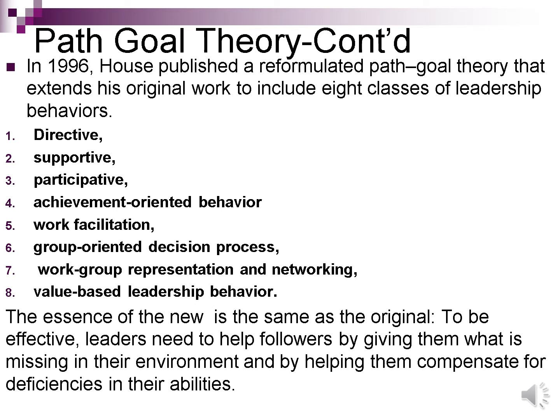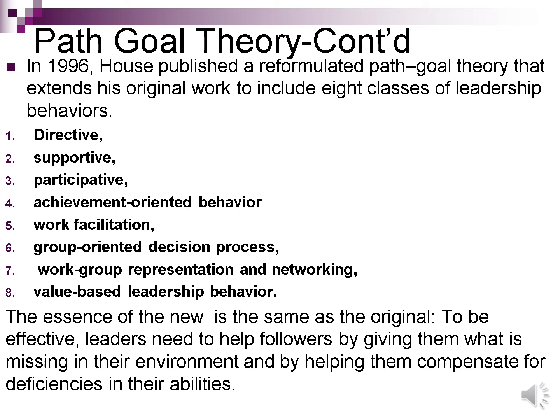In 96, House, who was the original proponent of this theory, revisited it and extended his original work. Based on the changes over about 2 decades, House added some more attributes and behaviors. For example, the leaders may be directive, supportive, participative, achievement oriented, work facilitators, group oriented decision process makers, work group representation, networking, and value based leadership behavior. So he added three more leadership behaviors.